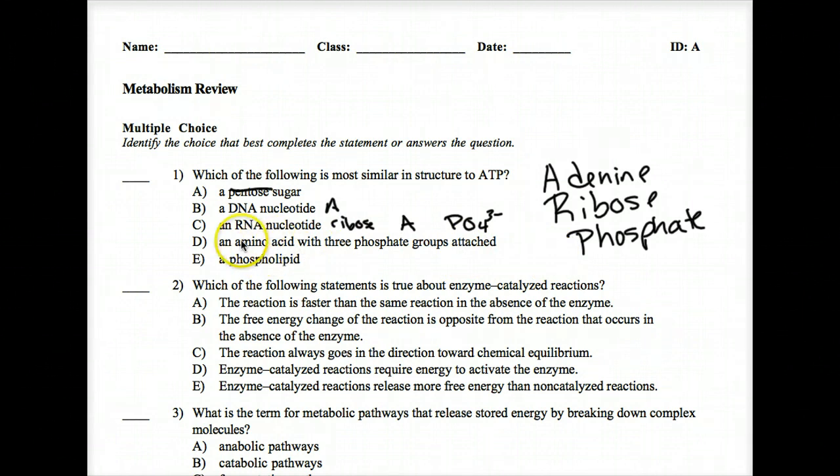An amino acid, no, and a phosphate group, yes, and a phospholipid. I got the phosphates. So what's going to have the most in common? That's going to be C.